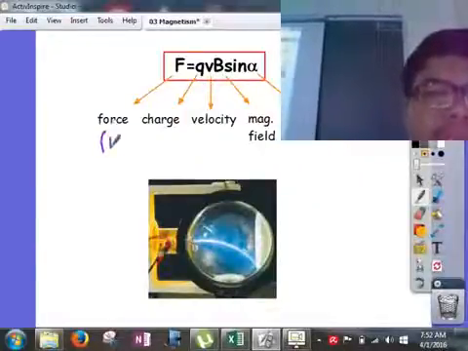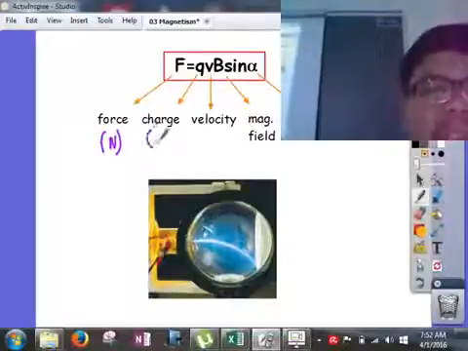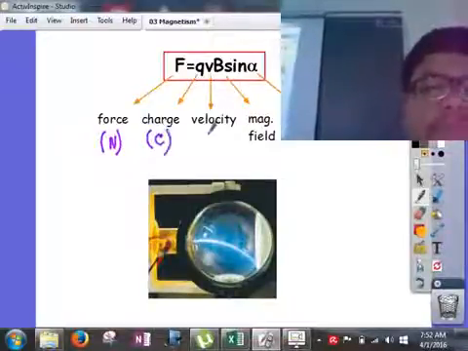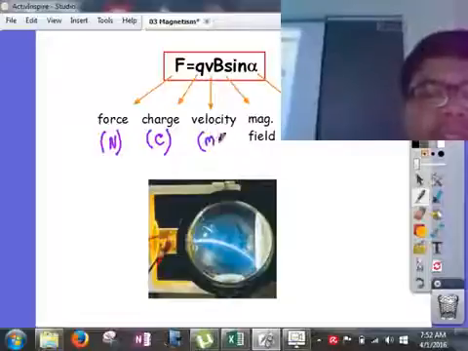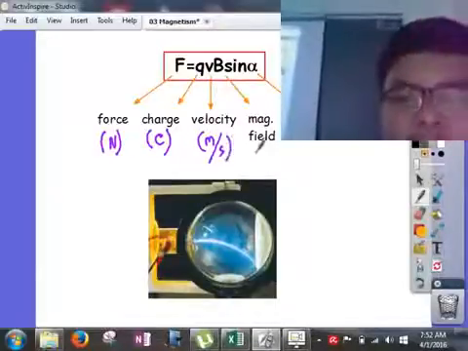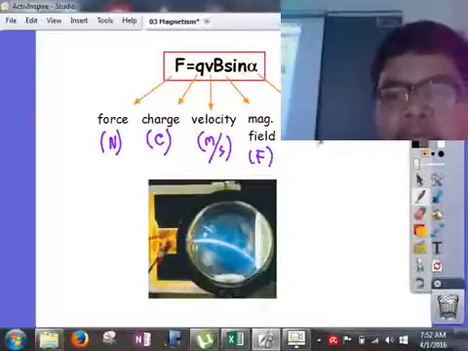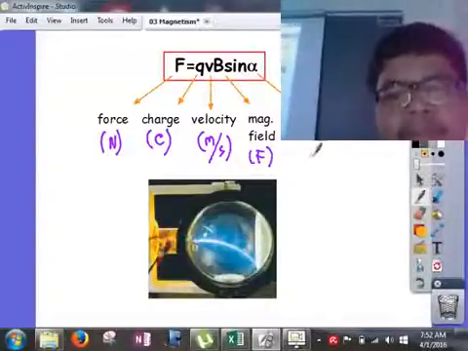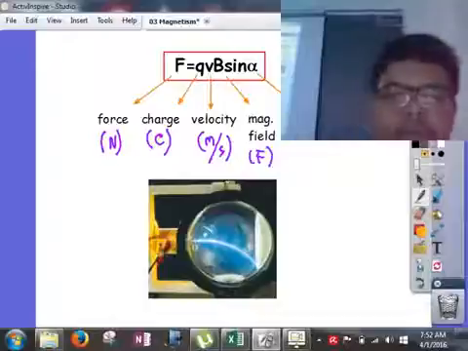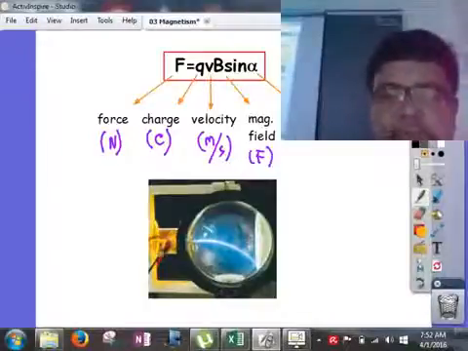Between B and V. So the force is in Newton, the charge is in Coulomb, the velocity is in meters per second, the magnetic field is in Tesla, and the angle is theta. Yeah, no unit.